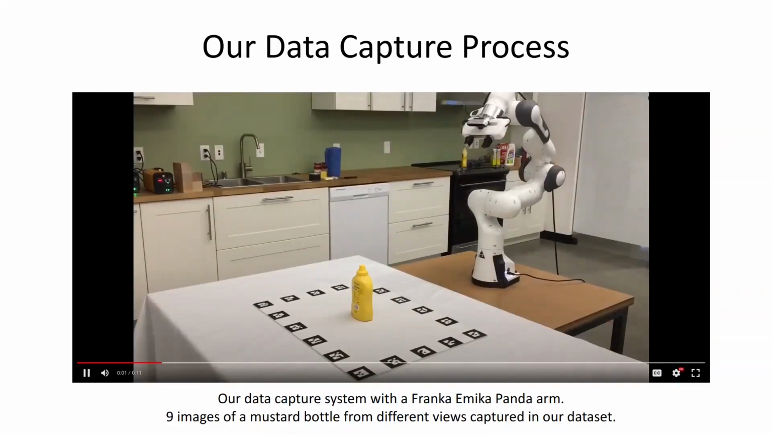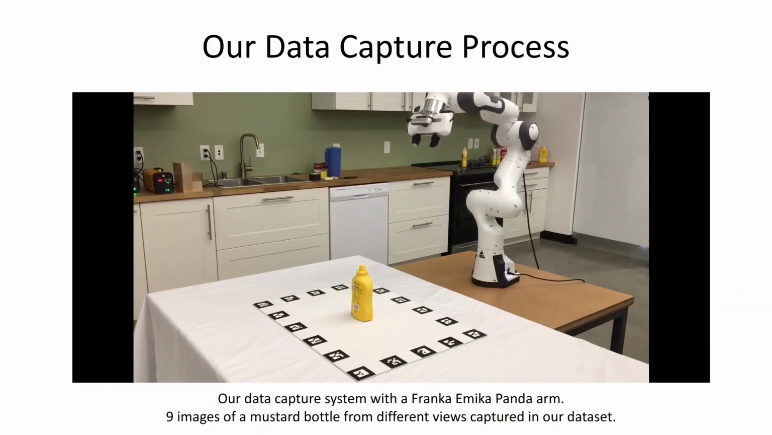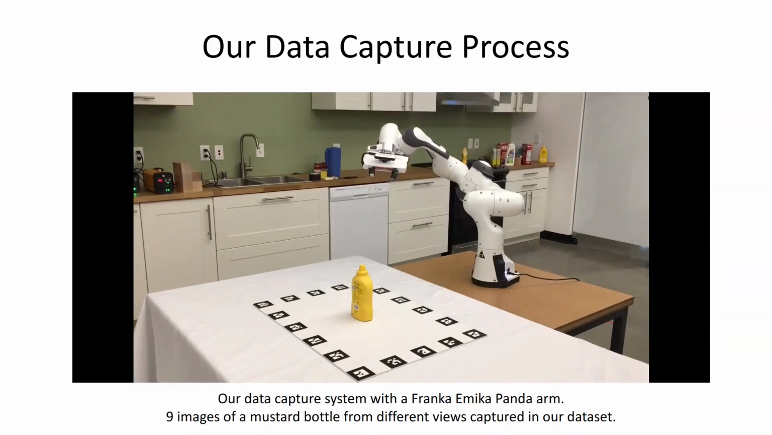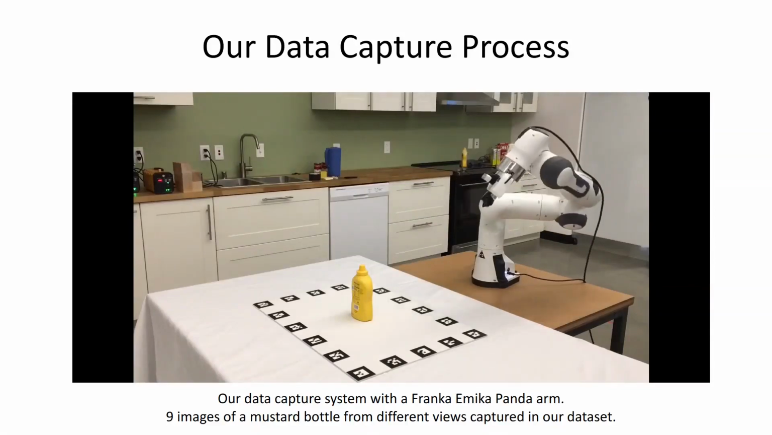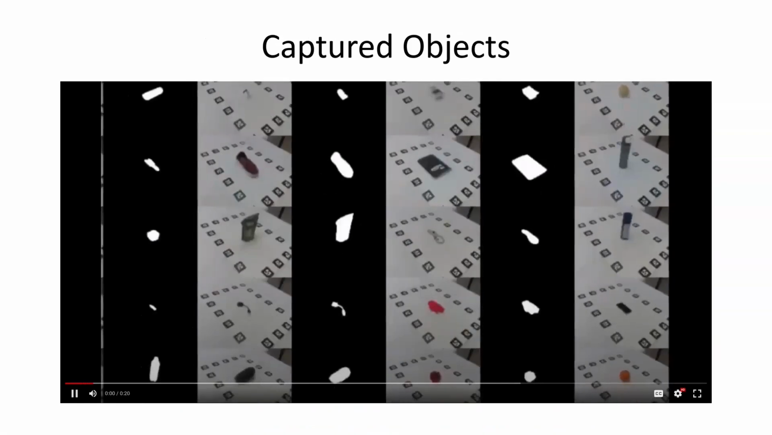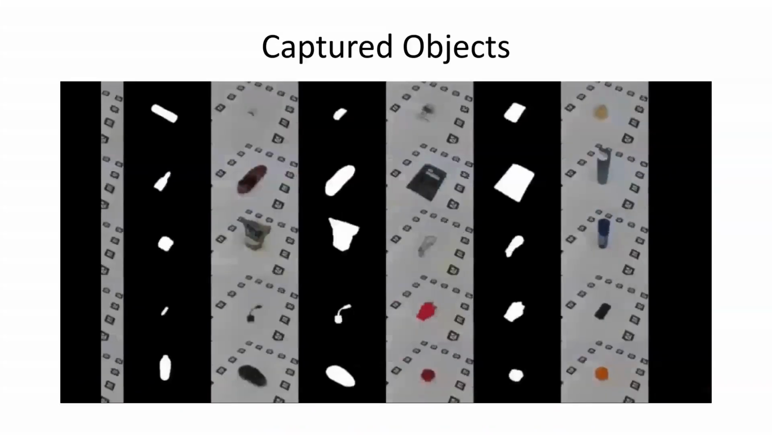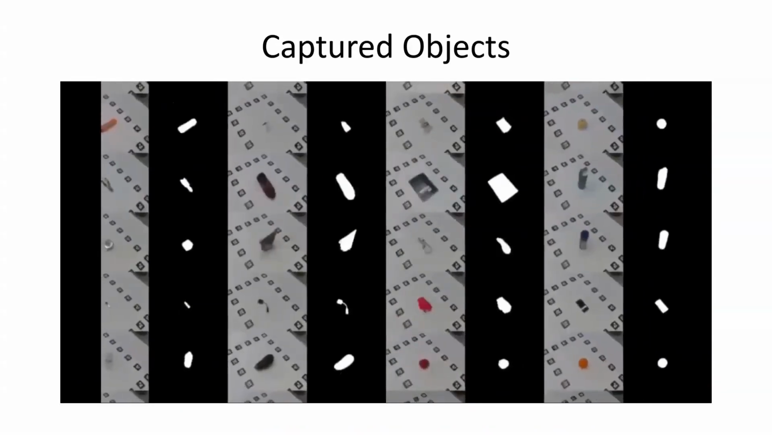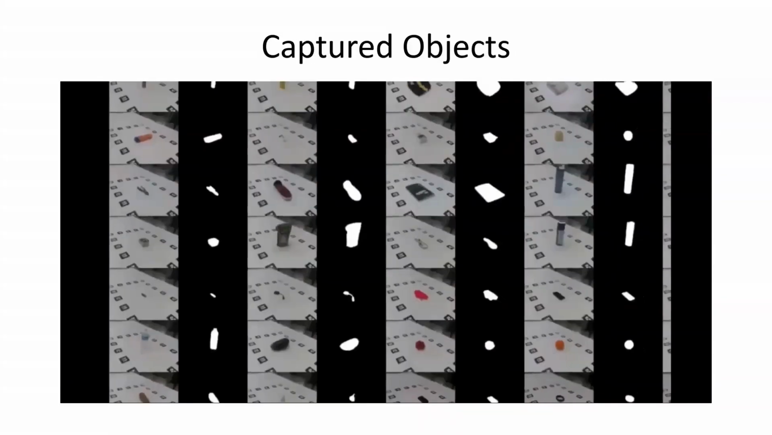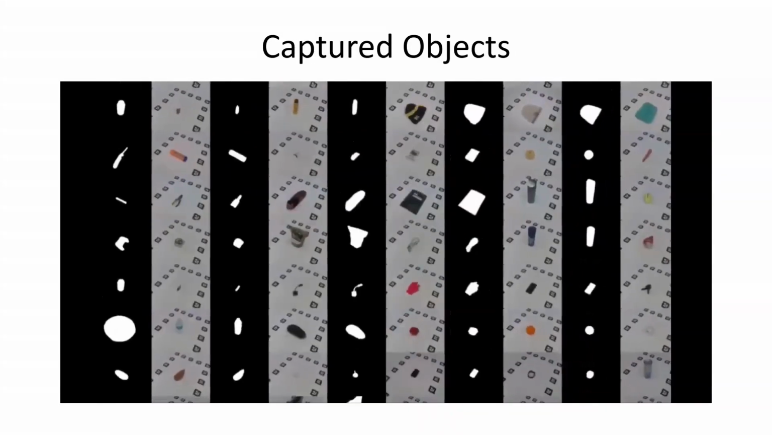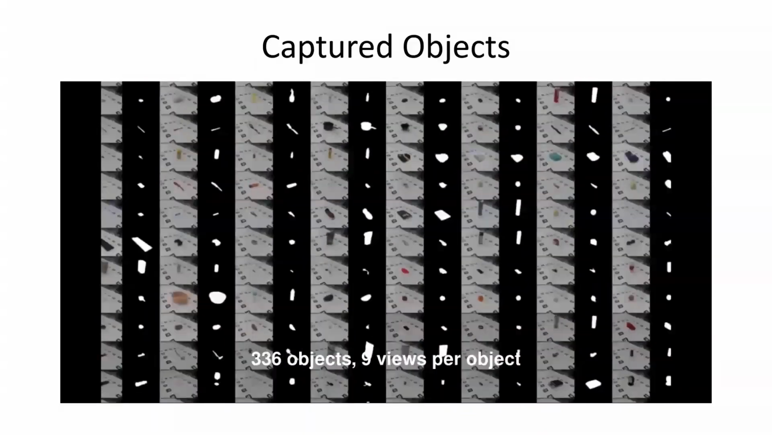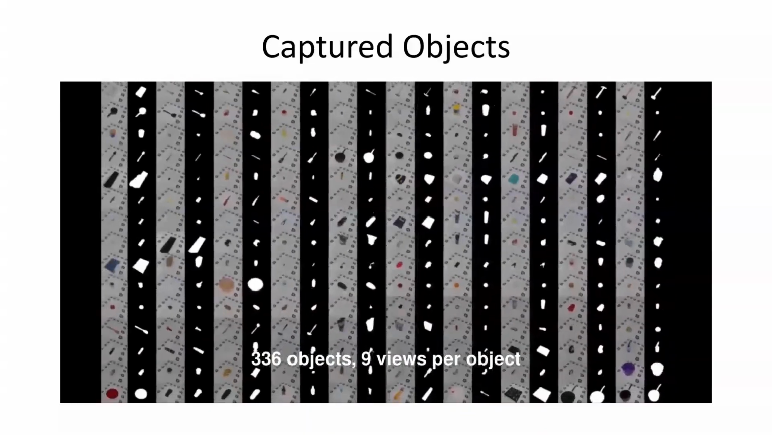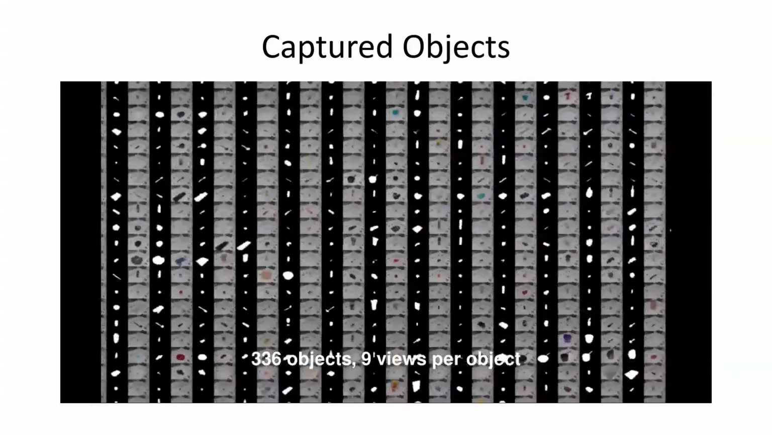For each object in the real world, we capture multiple exemplar images of the object. We automate this process using a Franka Emika Panda arm as shown here. An Intel RealSense camera is mounted onto the Panda arm gripper. It can capture both RGB images and depth images. We specify 9 waypoints of the camera pose and utilize motion planning of the arm to move the camera to these poses. In this way, for each object, we can automatically capture 9 RGB-D images from 9 different views. We have captured 336 objects in total, as we can see here.